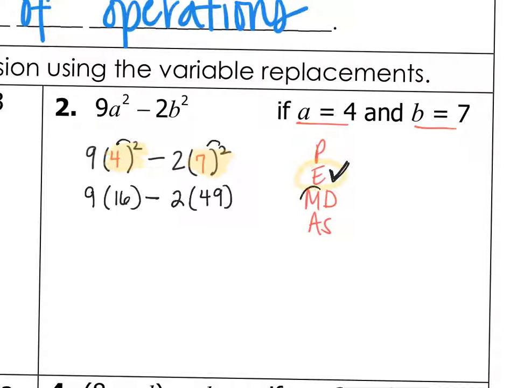Now we can take care of our multiplication of 9 times 16, which is 144, and 2 times 49, which is 98. And 144 minus 98 is 46. So again, parentheses everywhere the variable was located and replacing the variable with its value, and then we're back to following the order of operations.